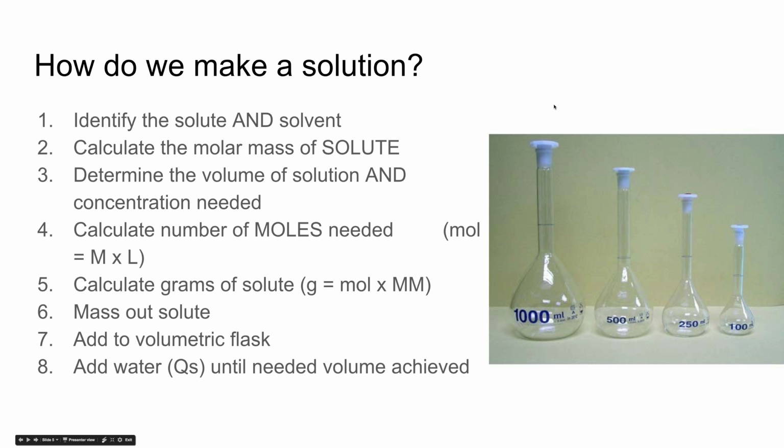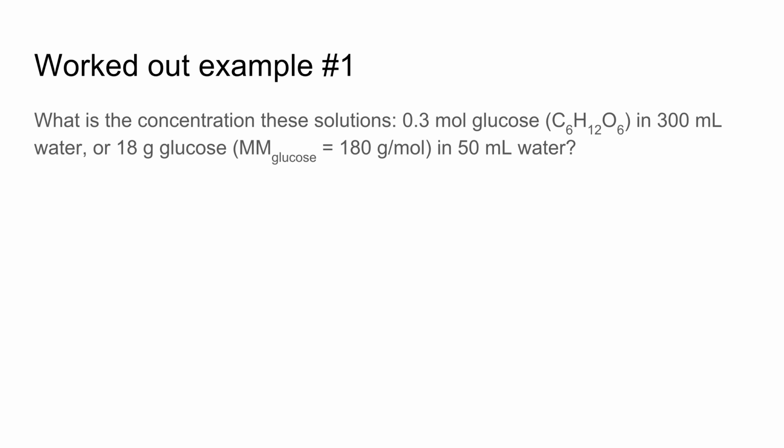So here's some problems that we could try. I'm going to show you 3, and then you're going to work out some 3. The first one is what concentration. So I give you these 2 solutions. Which one's more concentrated? So I have 0.3 moles of glucose and 300 milliliters of water, or 18 grams of glucose and 50 milliliters of water.